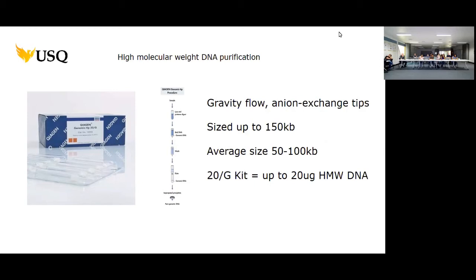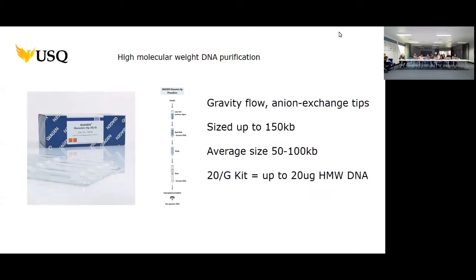Basically it just looks like a big pipette tip with a filter in the middle. There's no centrifuging, it's all gravity flow. They do claim that it's not going to shear up your DNA, so that's what you're looking for. The fragments are sized up to 150 kb with this kit. The average size is between 50 and 100 kb, so quite big.